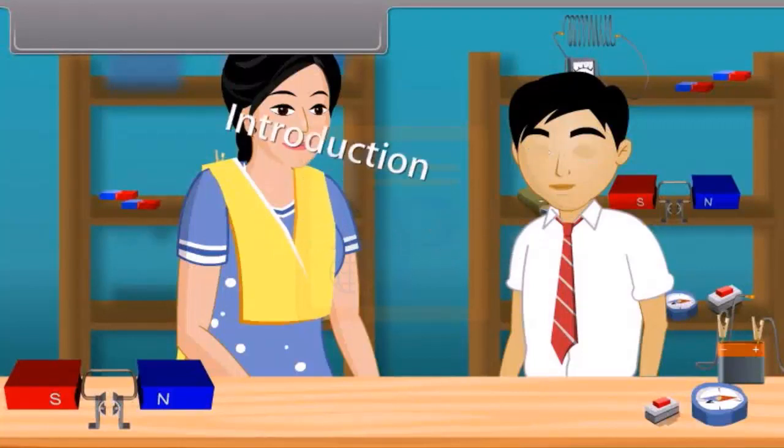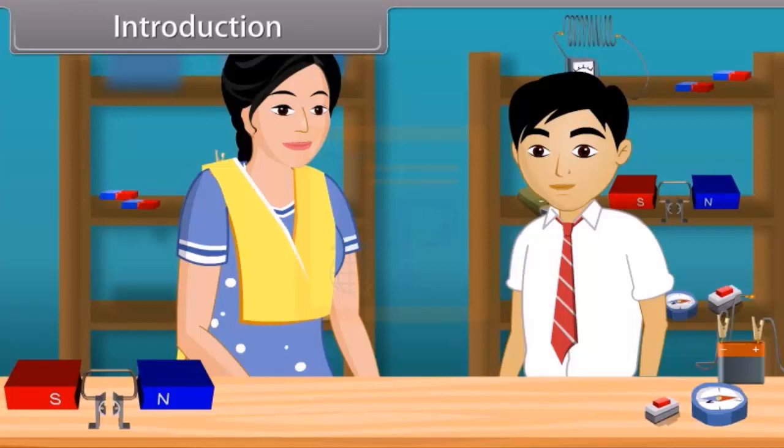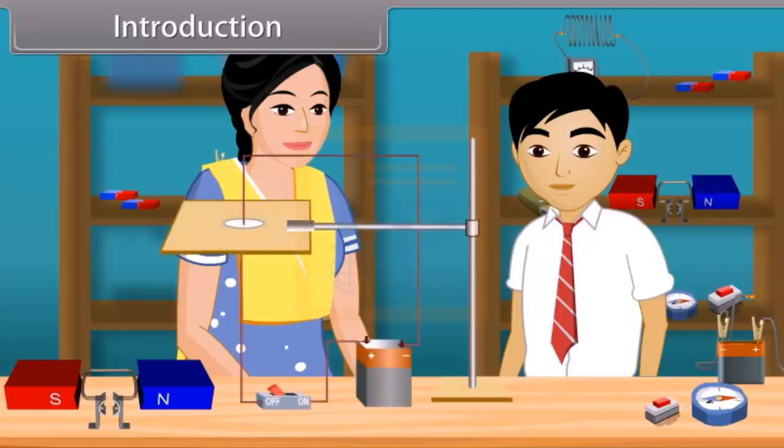Introduction. Today, our physics teacher is going to perform an experiment in the physics lab. She starts the experiment in front of the students. She took a cardboard having a hole at the center. She made an electronic circuit and passed the wire through that hole.